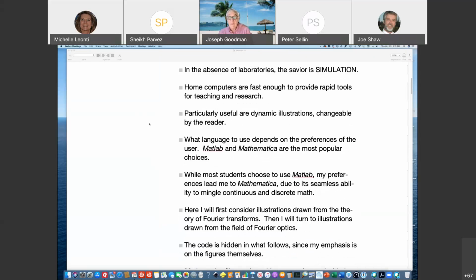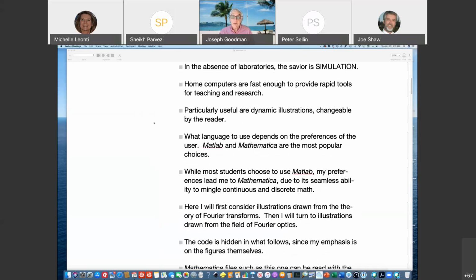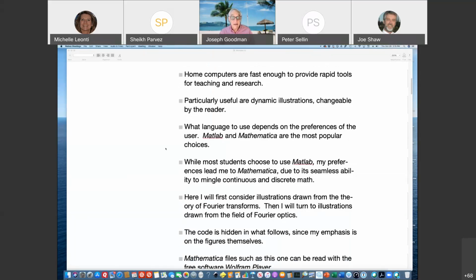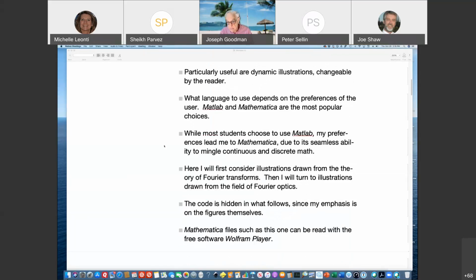It was an opportunity for me to immerse myself in Mathematica and to use some of the lecture notes that I had gathered from my many times teaching Fourier transforms. I like Mathematica because it has such a seamless ability to mingle continuous and discrete math. And I'm going to illustrate in this talk, first of all, some dynamic figures having to do with the theory of Fourier transforms, and then some dynamic illustrations drawn from the field of Fourier optics.